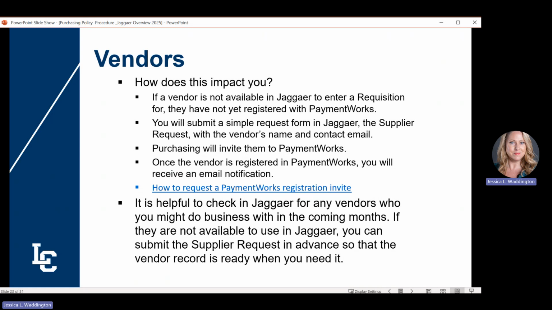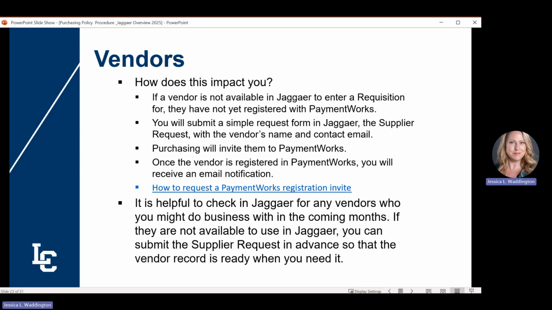How does this impact you as an end user? If a vendor isn't available in Jagger to enter a requisition for, this means they have not yet registered with PaymentWorks. You'll need to submit a simple request form in Jagger, a supplier request, where you provide the vendor's name and contact email. Purchasing will then invite them to PaymentWorks, and once the vendor has registered with PaymentWorks, you'll receive an email notification. A link's included here for a how-to guide on entering a PaymentWorks registration invite.